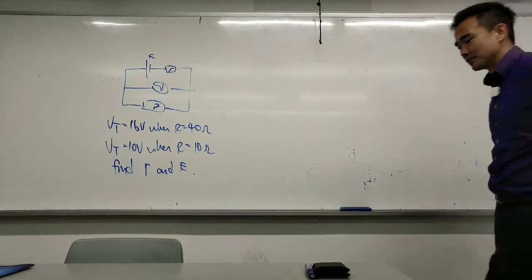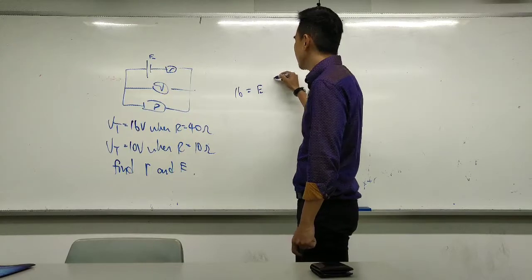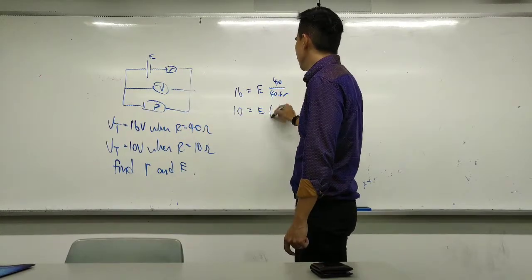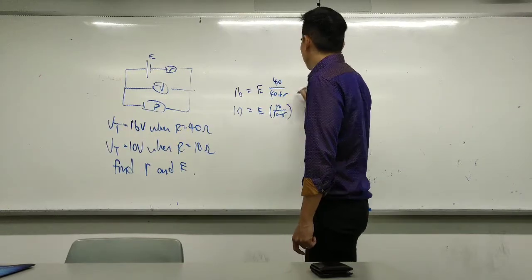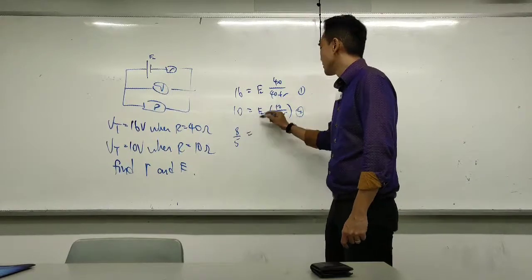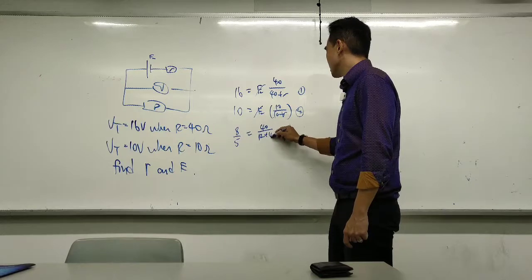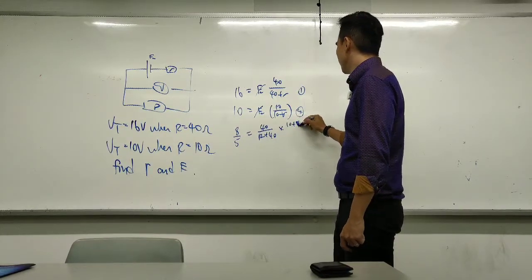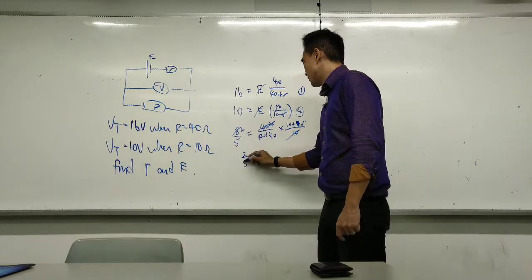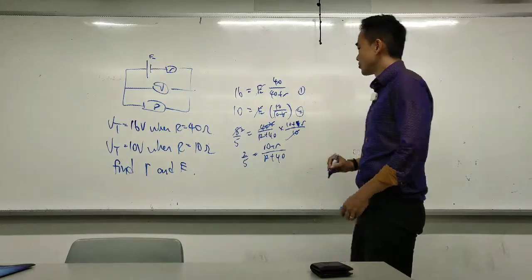It's mathematics already. So if you substitute these values in, it will be 16 equals E times big R divided by big R plus small r. 10 equals big E, 10 over 10 plus r. You take equation 1 divided by equation 2, you're going to get 8.5. E cancels out. This will be 40 divided by R plus 40 equals 10 plus r divided by 10. 2.5 equals r. Cross multiply, you get the answer.